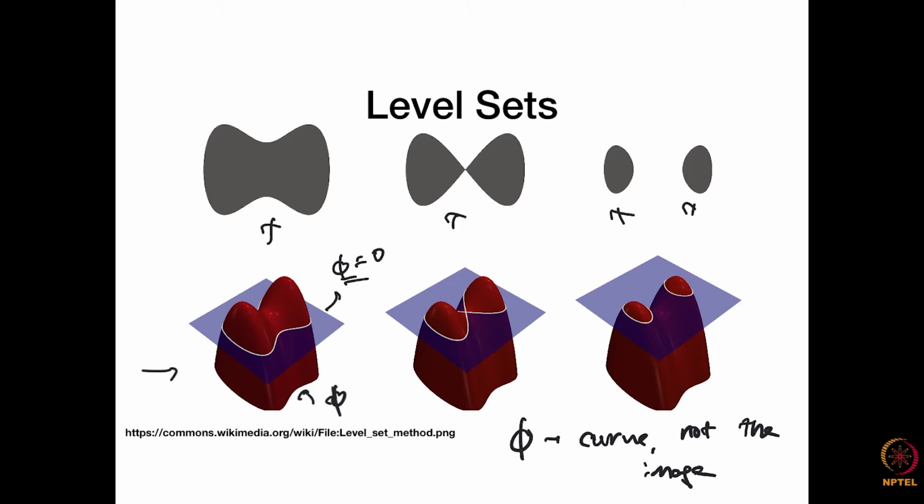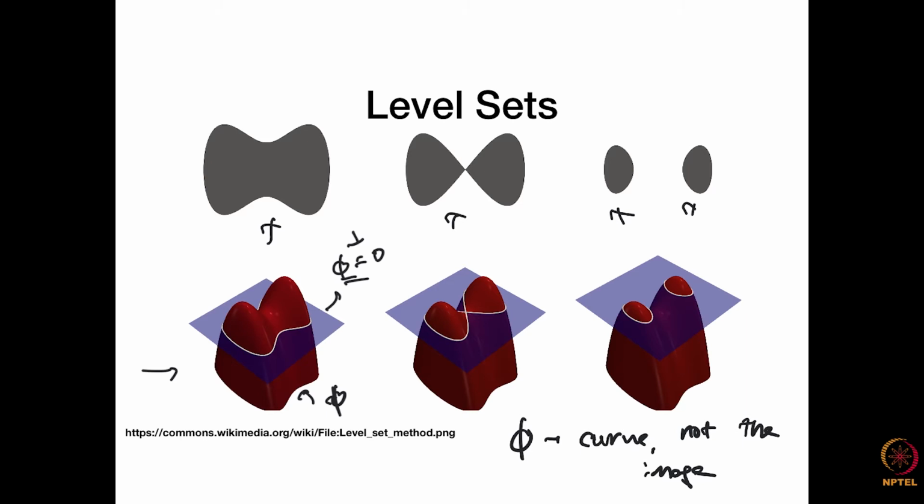So you keep updating phi based on whatever variational formulation you have. But in the end, extracting the curve is just by figuring out where phi equals 0. So we don't have to keep track of individual points in the curve. We don't have to know beforehand the number of objects, etc. So that's the level set framework.